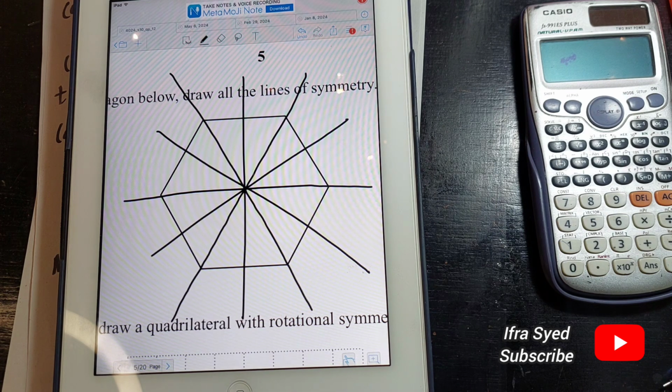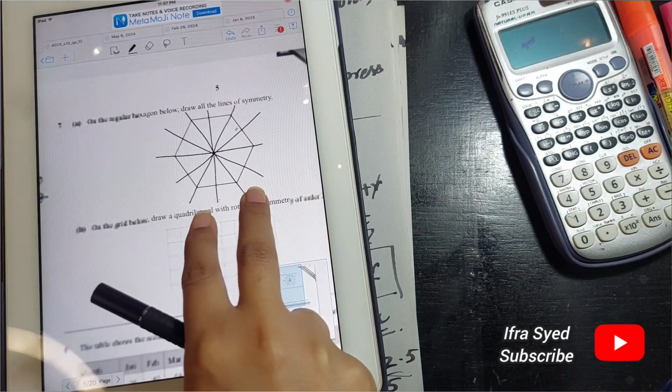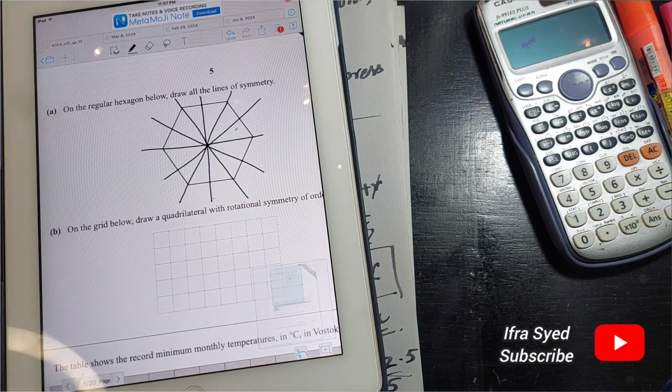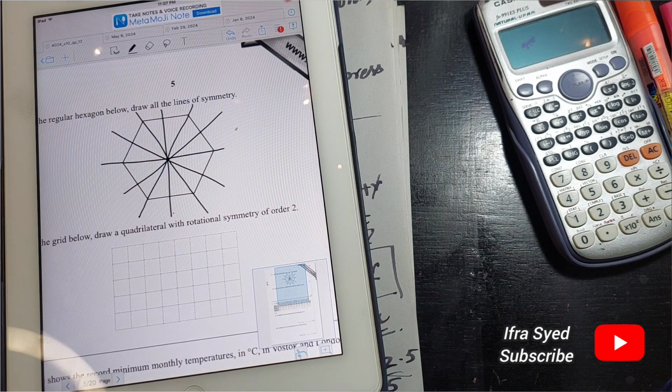So note one thing, a very important thing, and that is the number of lines of symmetry is equal to the number of sides of the polygon. It is a very important thing, so note it. Its first part is solved. Now let's move to the next part. Its next part is, on the grid below, draw a quadrilateral with rotational symmetry of order 2.